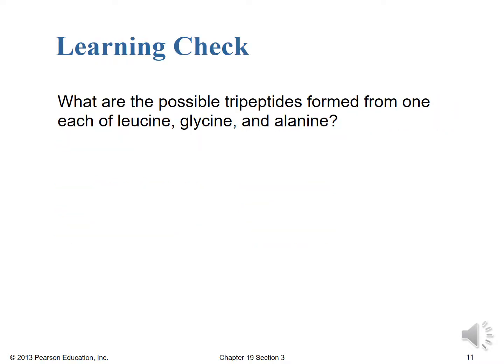Okay, let's do another learning check just to make sure everybody's there. Even if you think you're there, let's confirm that. So now we're asked, what are the possible tripeptides formed from 1 each of leucine, glycine, and alanine? So now things are a little more complicated because we don't have any duplicates. So you can just do the 3-letter abbreviations. If you really love the naming, you can name them all as well, but at least the 3-letter abbreviations for the possible tripeptides from these 3 unique amino acids.